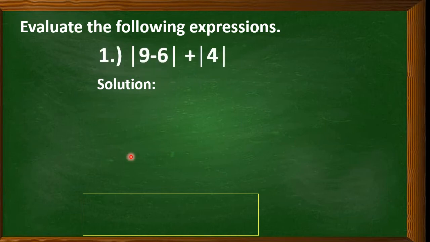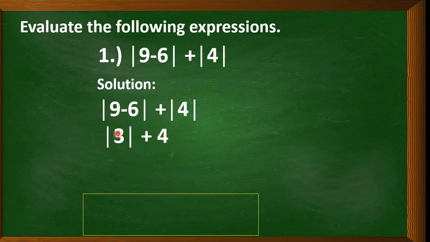Okay, first, absolute value of 9 minus 6 plus absolute value of 4. How are we going to evaluate this one? Okay, we have to evaluate first the terms inside the absolute value symbol. So, for our solution, we have here absolute value of 9 minus 6. So, 9 minus 6, the answer is 3.